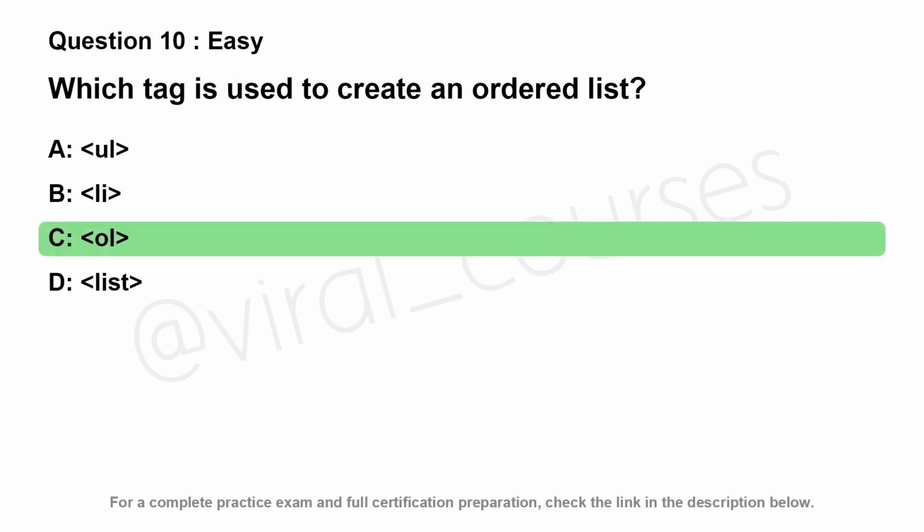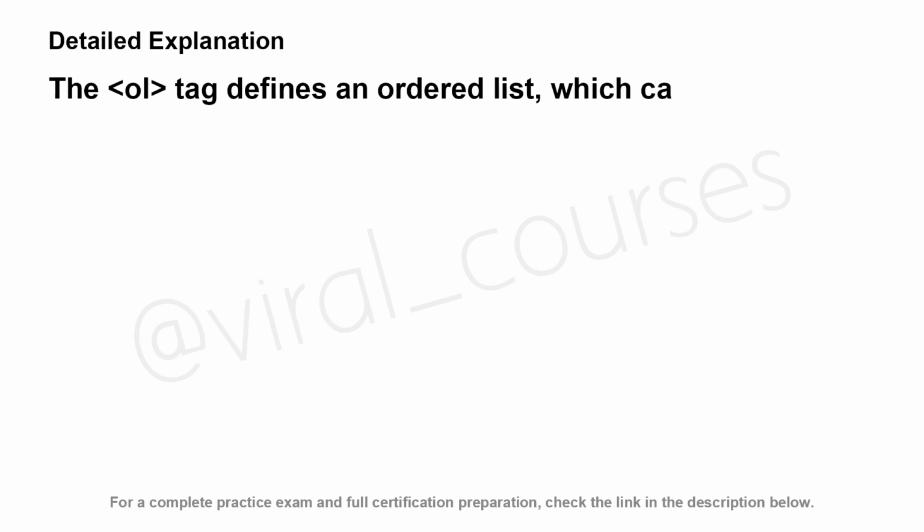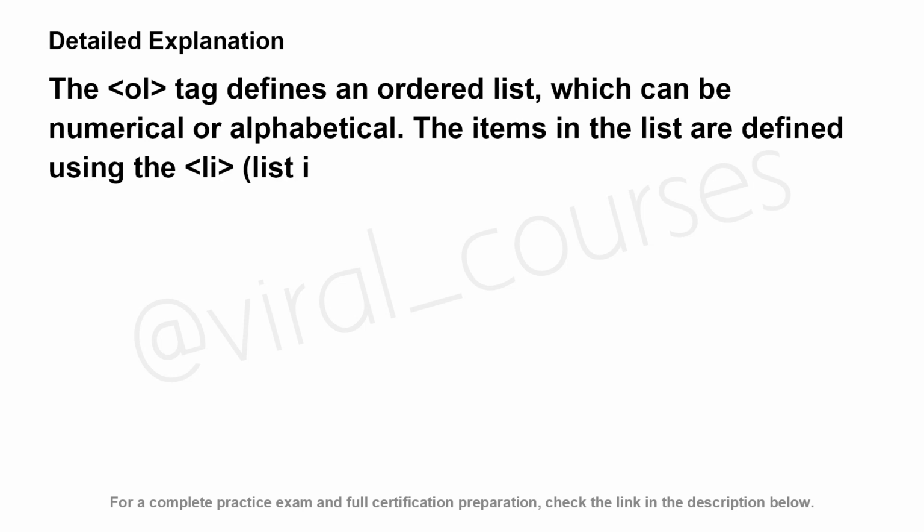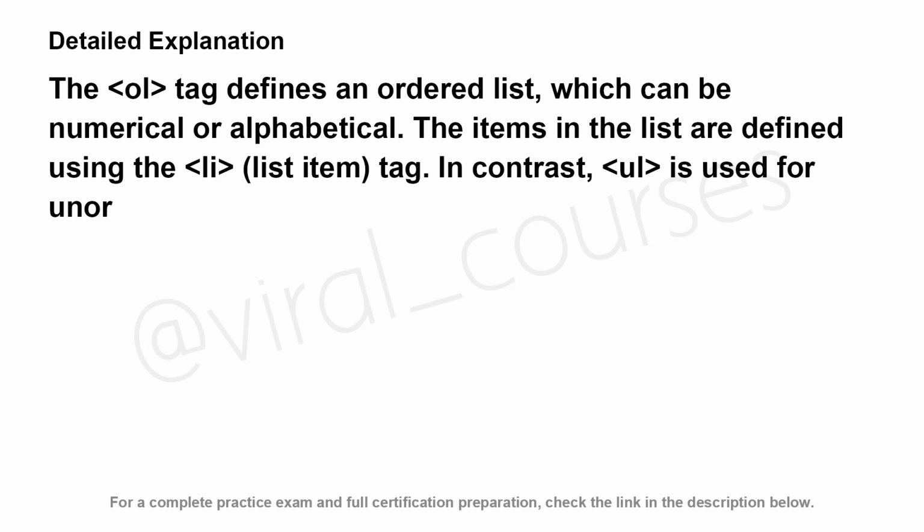The correct answer is C. The <ol> tag defines an ordered list, which can be numerical or alphabetical. The items in the list are defined using the <li> list item tag. In contrast, <ul> is used for unordered, bulleted lists.